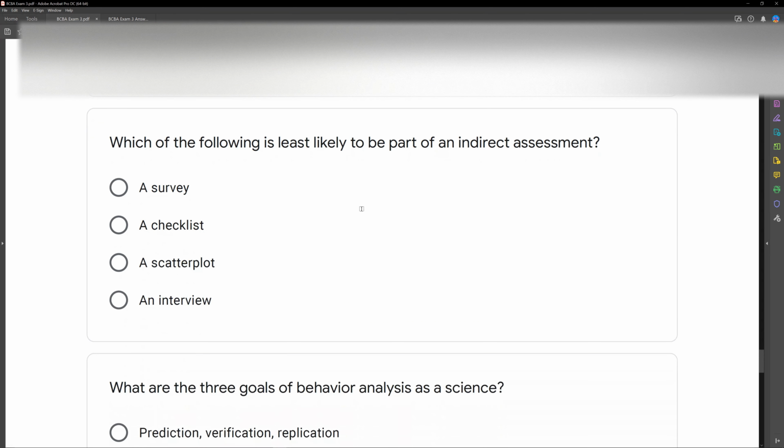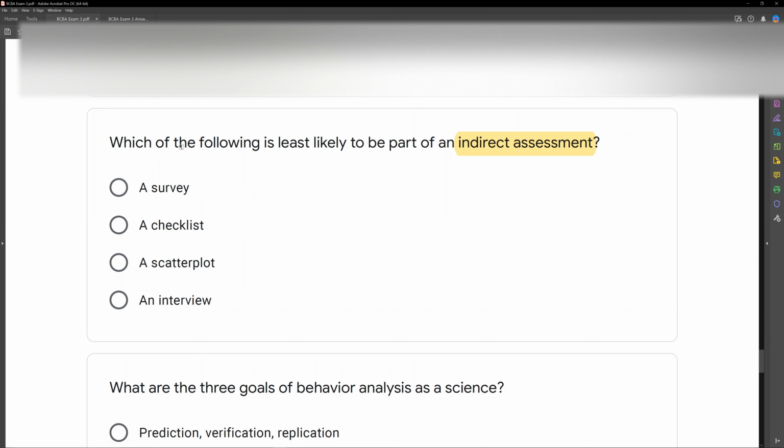Which of the following is least likely to be part of an indirect assessment? Now we see a term, what do we do? We define it. Indirect assessment, we aren't actually observing our learner, our student, or our client. You're not watching the person of interest. You're doing other things to find out about the person of interest.